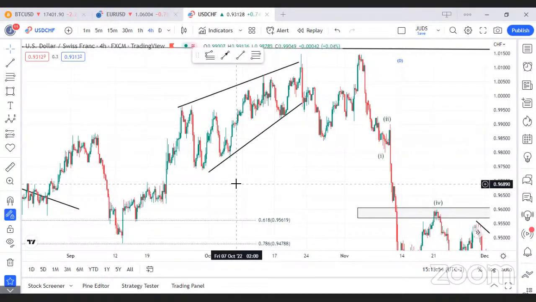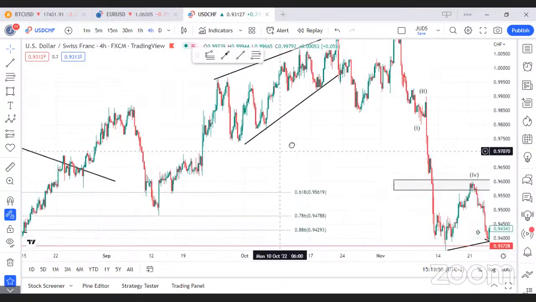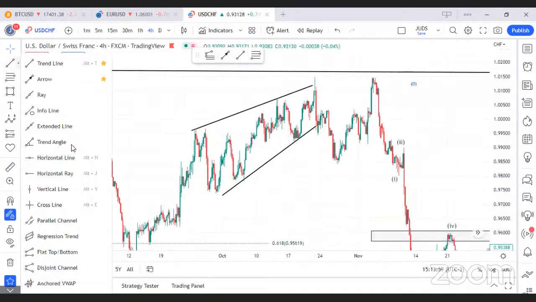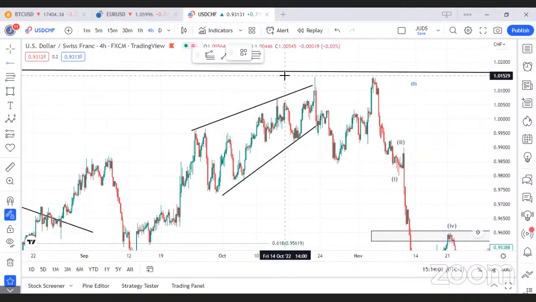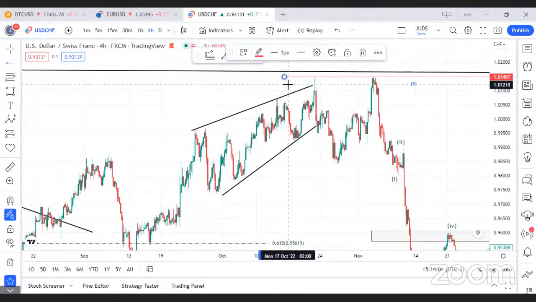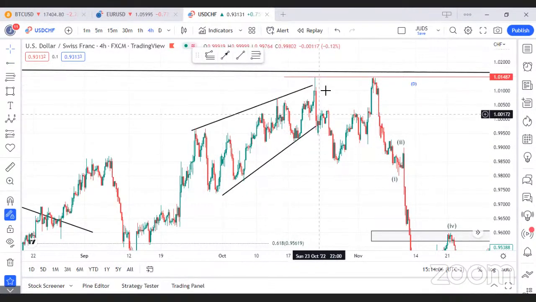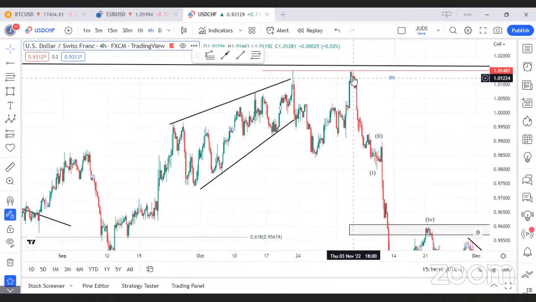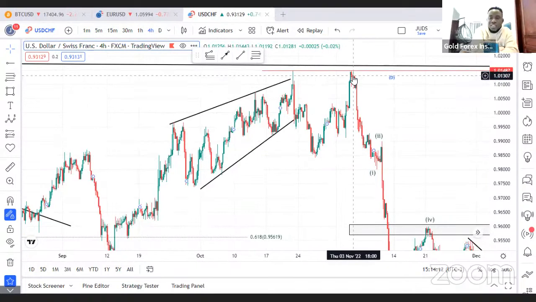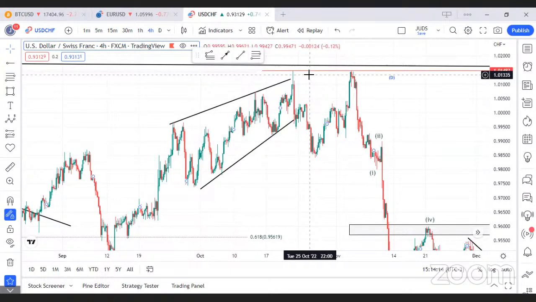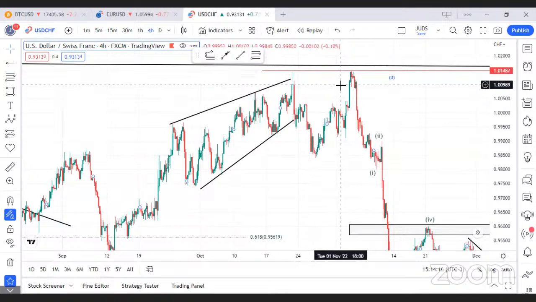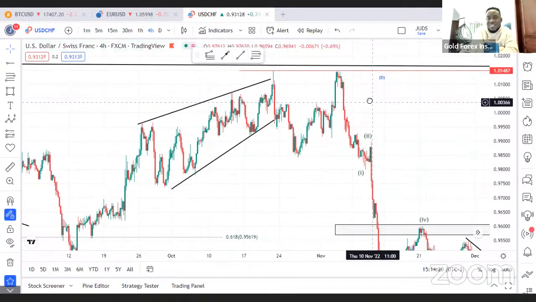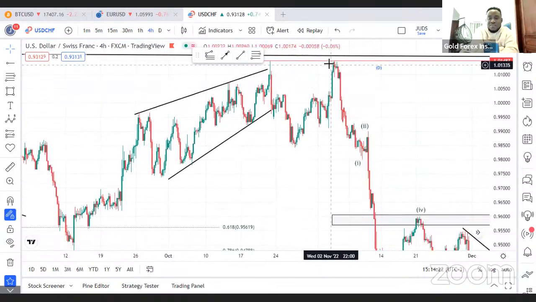So we have an ending diagonal to here. And if you stick to the rules, look how close this thing came. After the ending diagonal, we have our wave 1. With wave 2, it did not break it. It got very close to it by a pip. It did not break it. Then straight down.